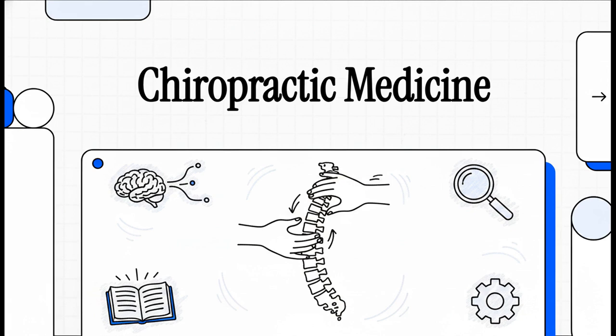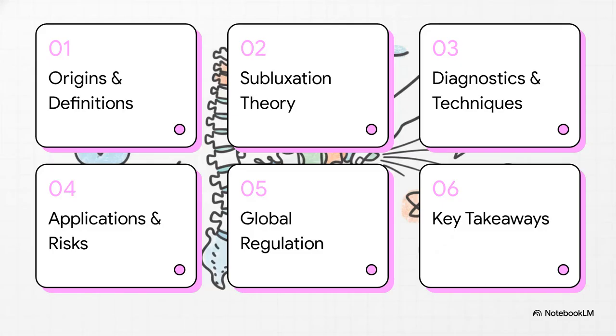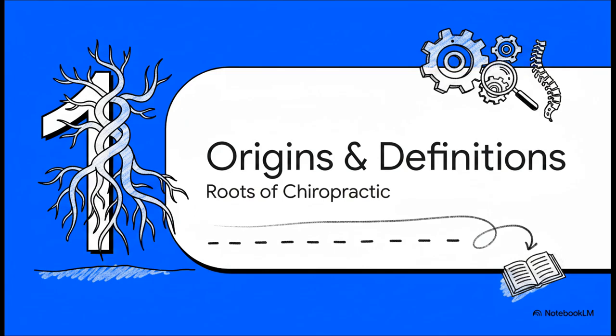So our goal today is to strip away all the noise and look directly at the foundational texts, theories, and everyday practices that define this profession, so we can see exactly how it operates under the hood. Here is our roadmap for today's deep dive. We'll kick things off with origins and definitions, then we'll unpack vertebral subluxations, move right into diagnostics and techniques, explore applications and risks, touch on global regulation, and then funnel all of that down into a really clear executive summary with our key takeaways.